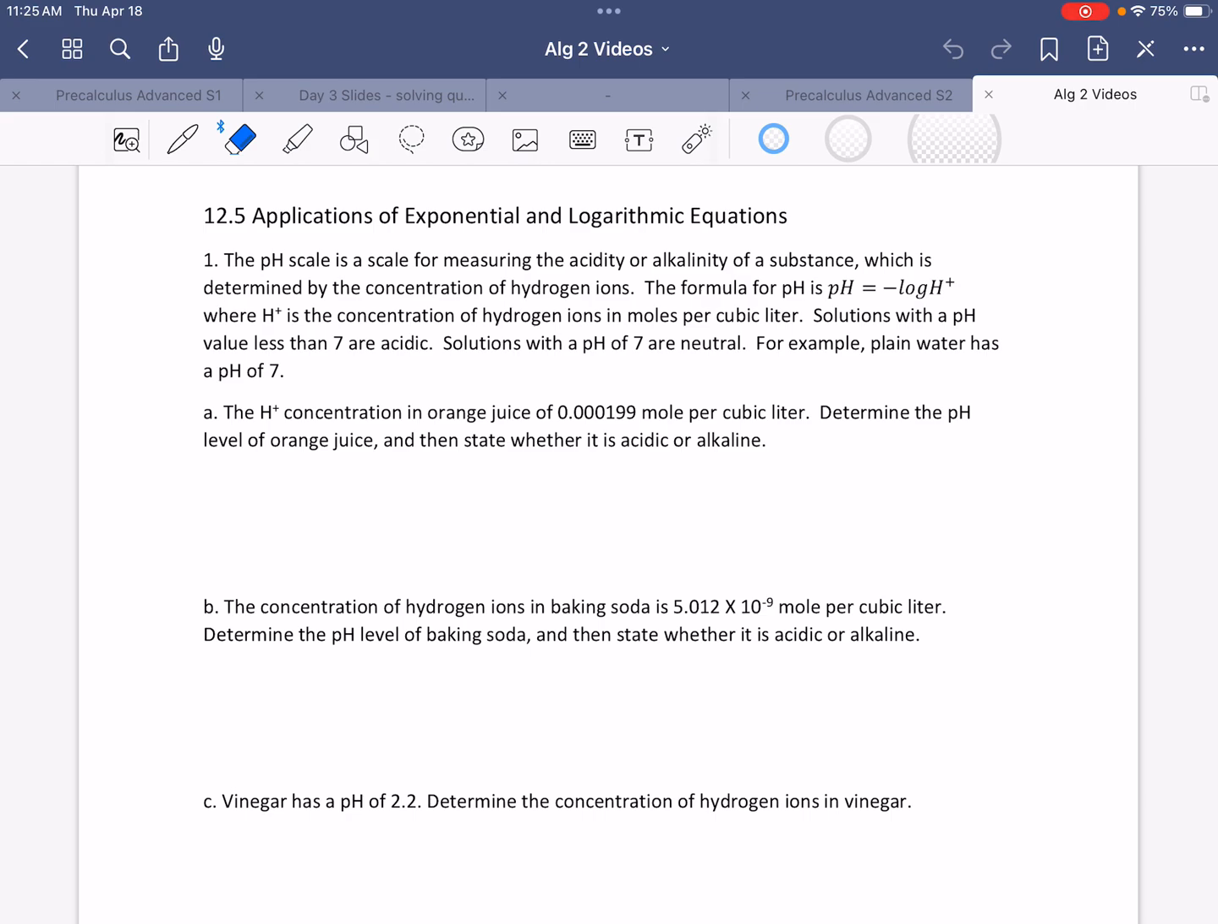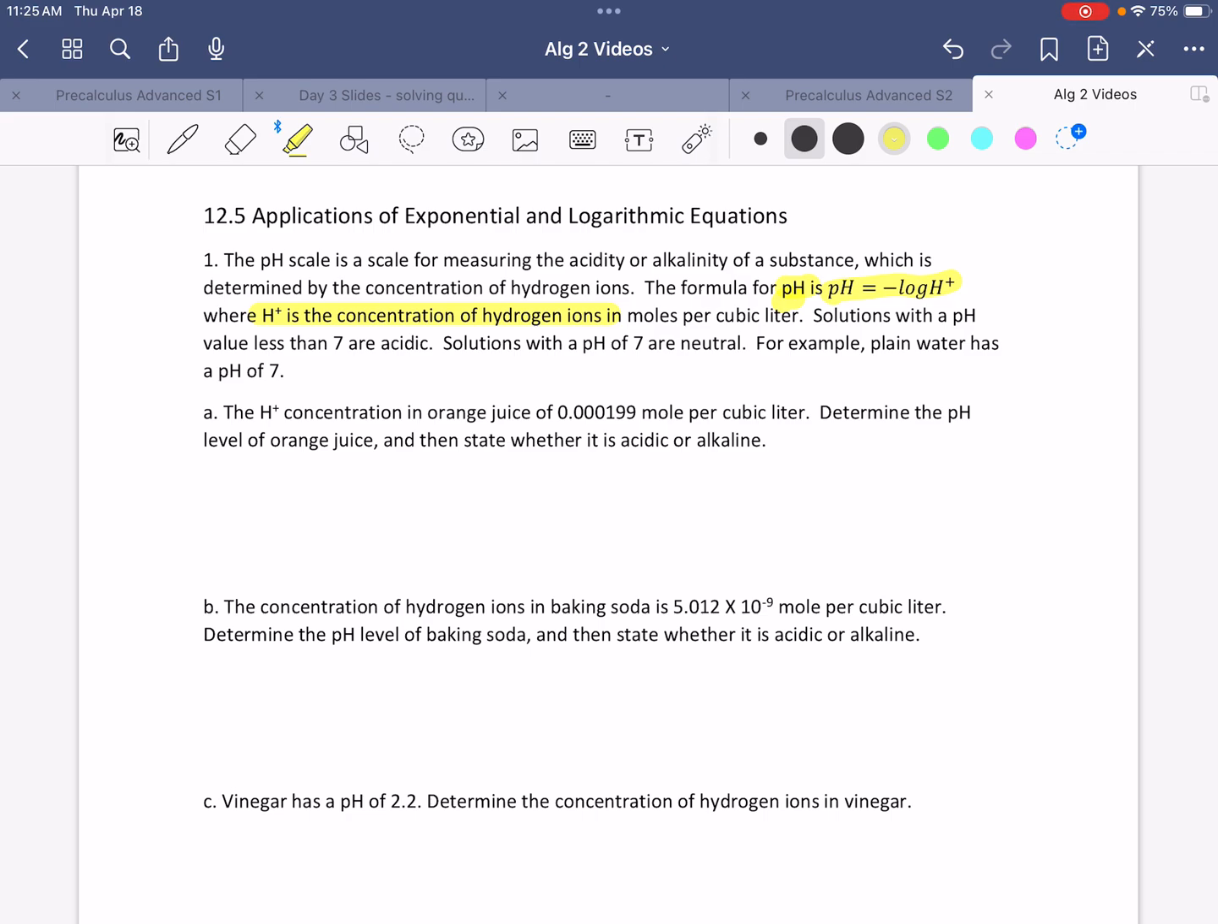Okay, so that's a lot of information, and if you're not a science person, you might be like, what in the world's going on? Well, the important part, here's the equation. H+ is the concentration of hydrogen ions, and pH is just the pH scale.